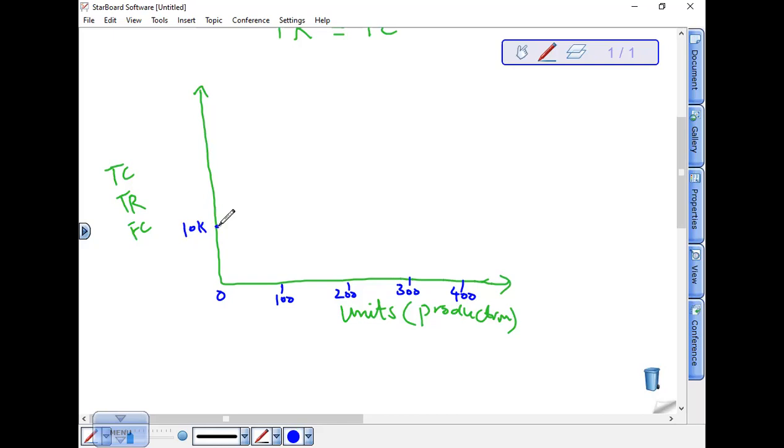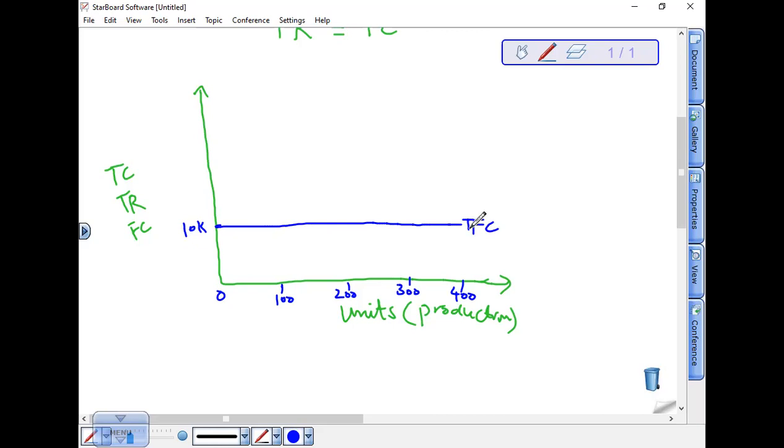So at zero level of activity, the cost exists. But if you keep producing goods, the fixed cost will not change, but only up to a certain limit. Our limit is 400 units in one factory. So we can draw the fixed cost curve as a straight line like this. Regardless of the number of units, the fixed cost curve will look like this. So this is the total fixed cost curve.